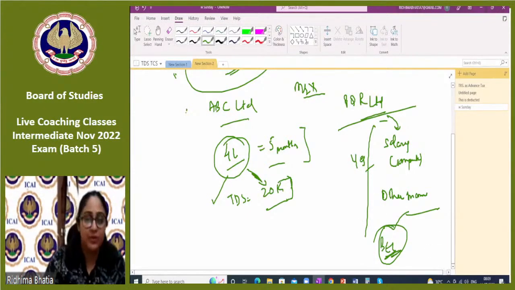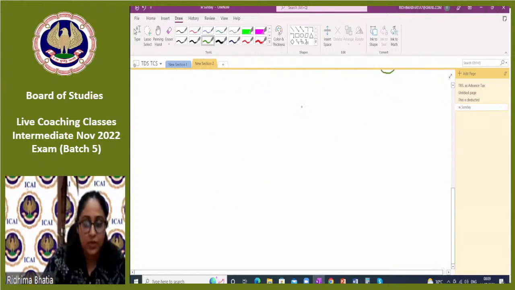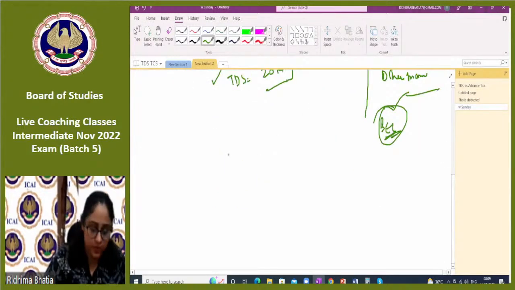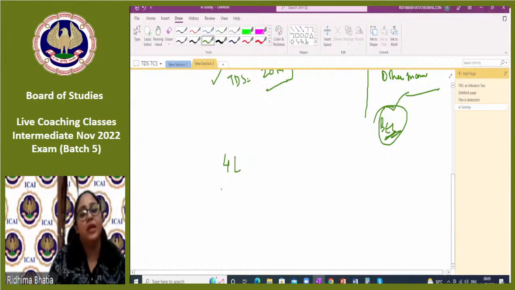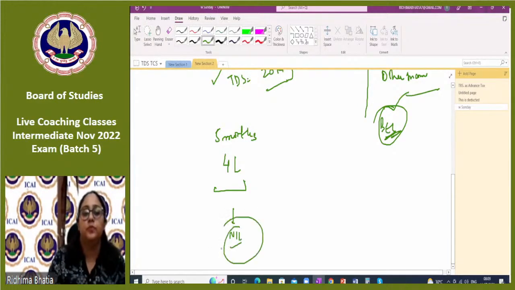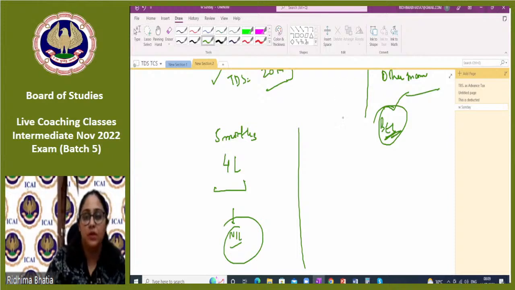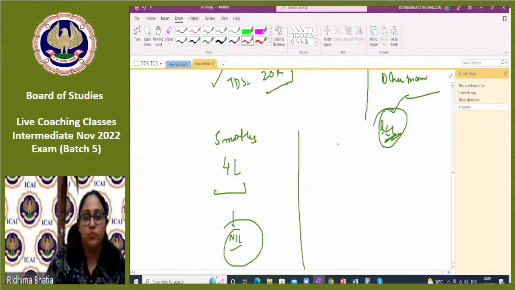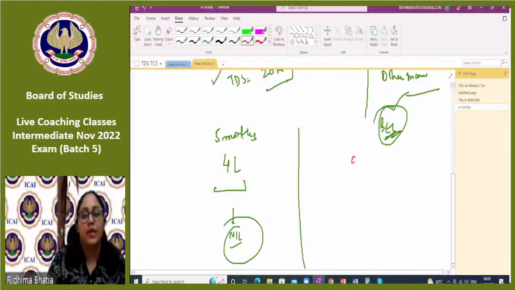Ma'am, can you please explain? Let me tell you one thing. Suppose ABC Limited के साथ आपका 4 lakh का salary था, okay, for 5 months. Now let's compute the actual figure. 4 lakhs पे how much TDS they would have deducted? Nil, because there was rebate 87A. Okay. Now for PQR Limited, in the 7 months, suppose you earned a salary of 8 lakhs.